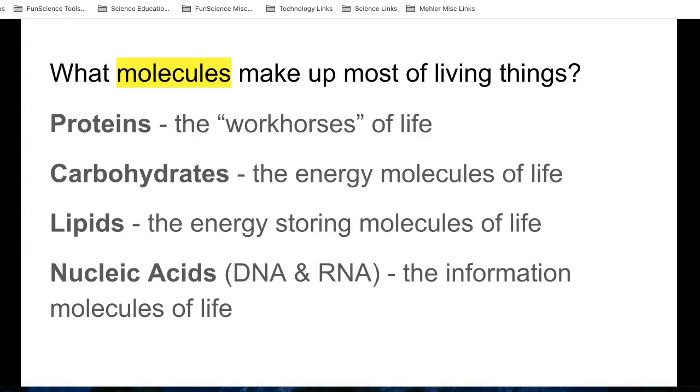Now remember these four molecules, and we tie them to an important word so you can remember what they do. Proteins are the workhorses of life. Carbohydrates are the energy molecules of life. Lipids are when we store that energy. When we need to store that energy, we store it in lipids. Another name for lipids is fats. And some of the most famous molecules are DNA and RNA, and those are the information molecules of life. So remember, those four elements, carbon, hydrogen, oxygen, nitrogen, combine to make these proteins, carbohydrates, lipids, and nucleic acids.